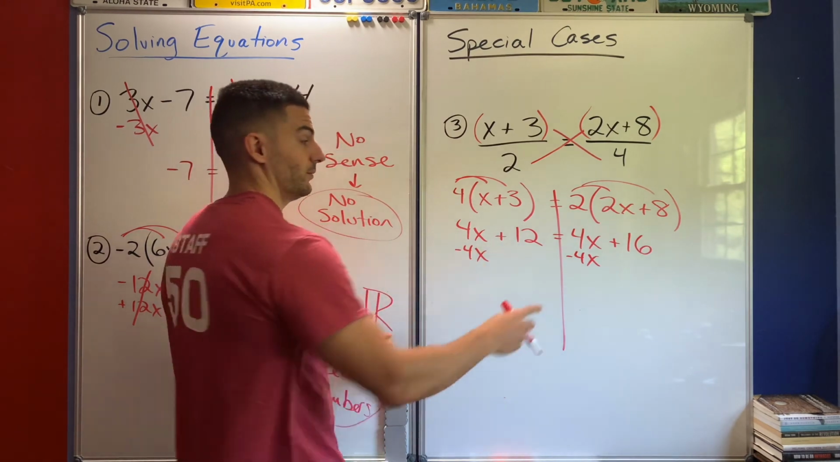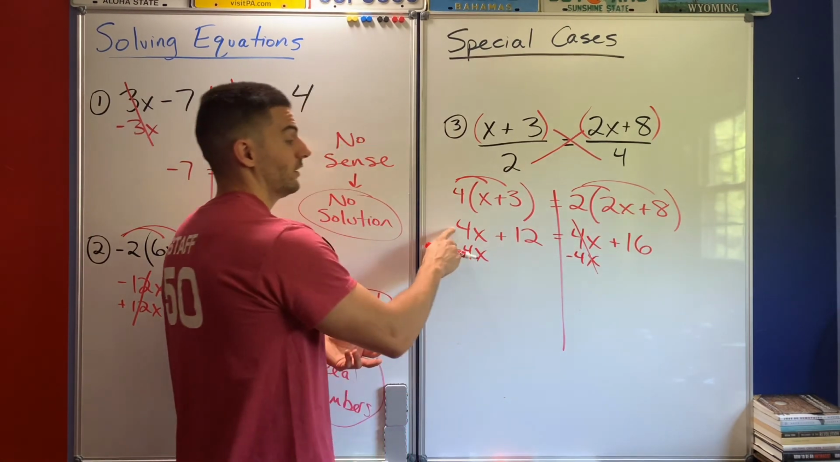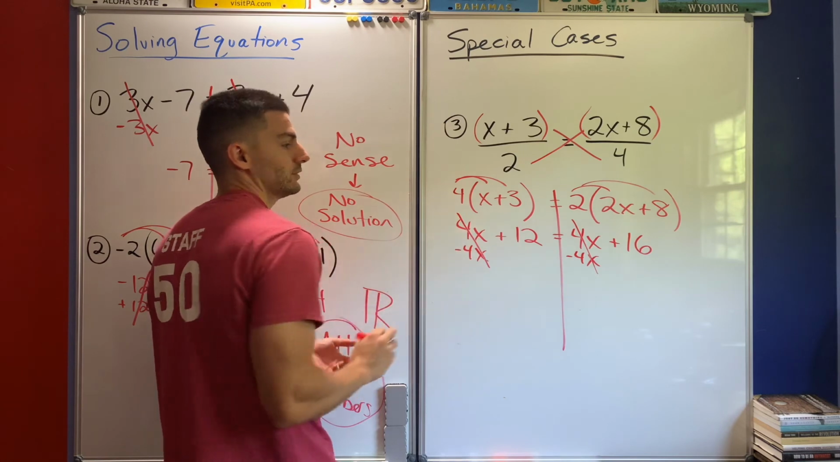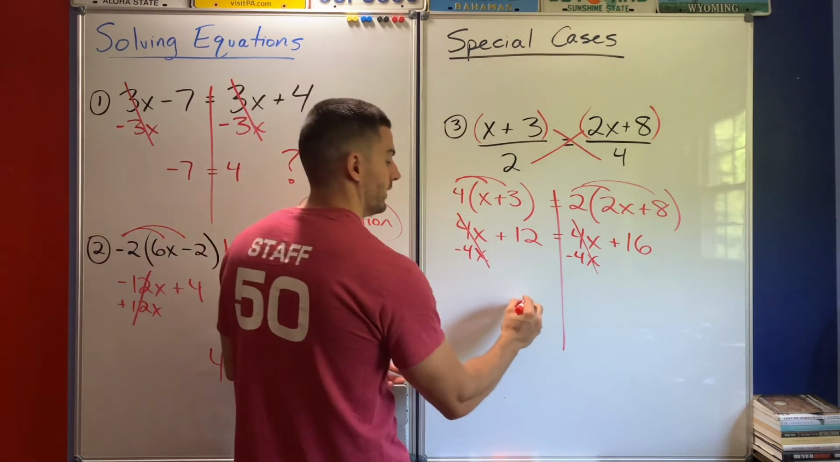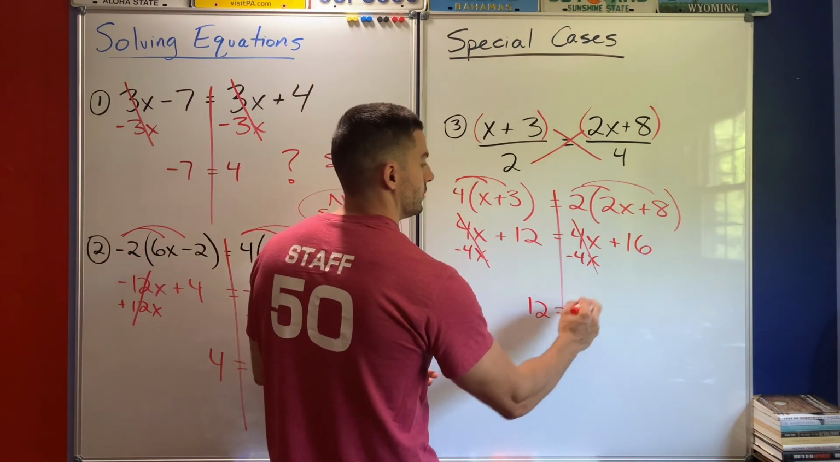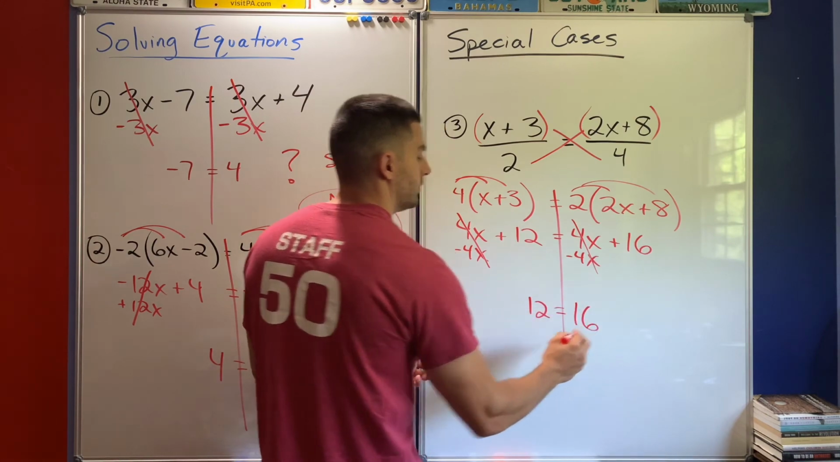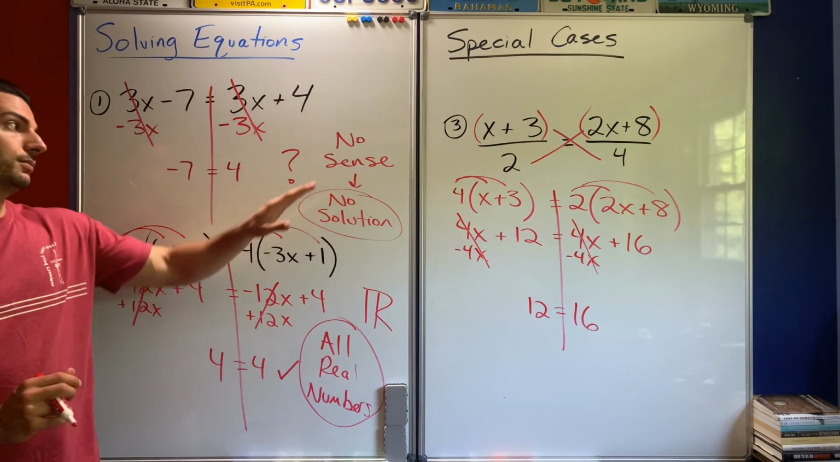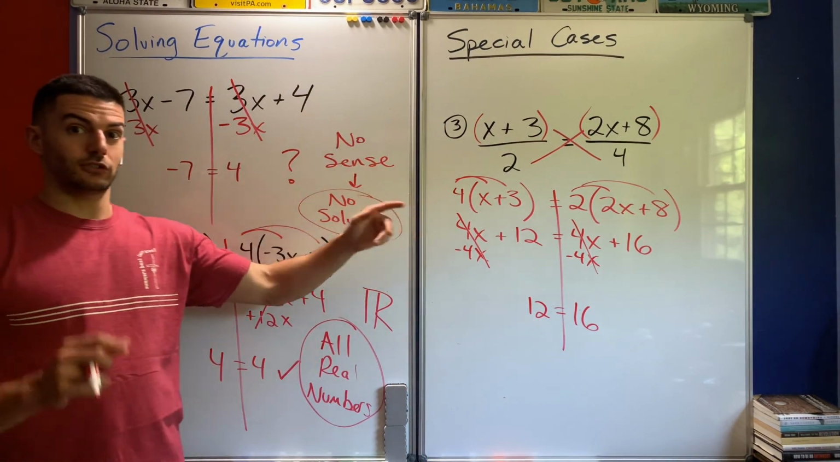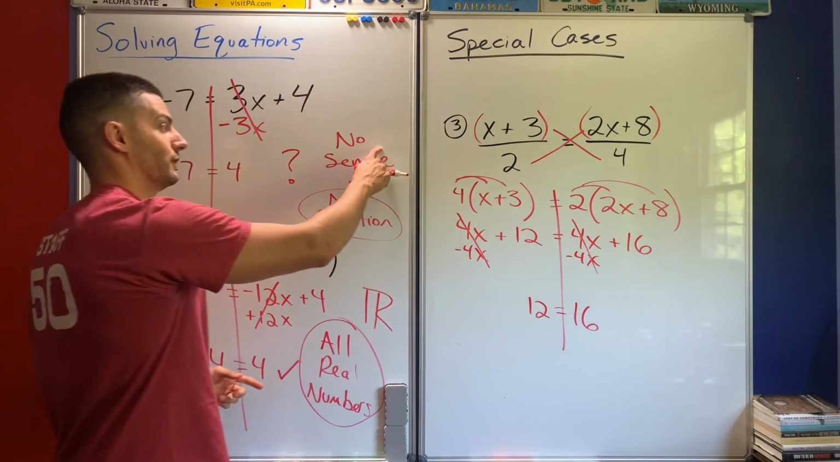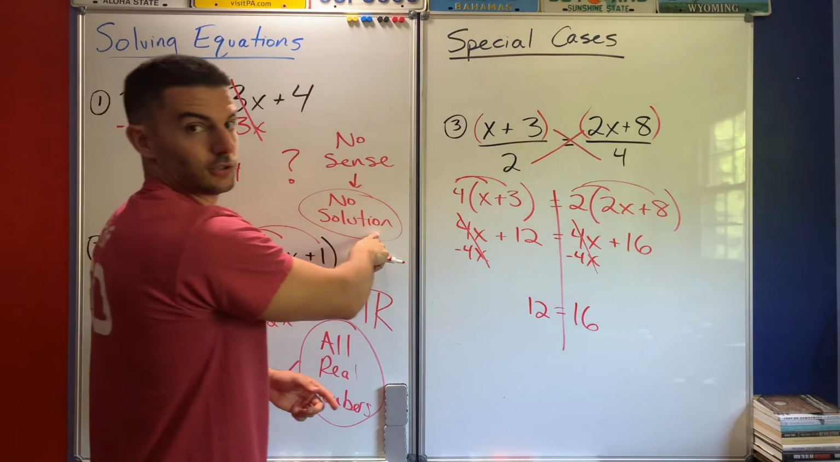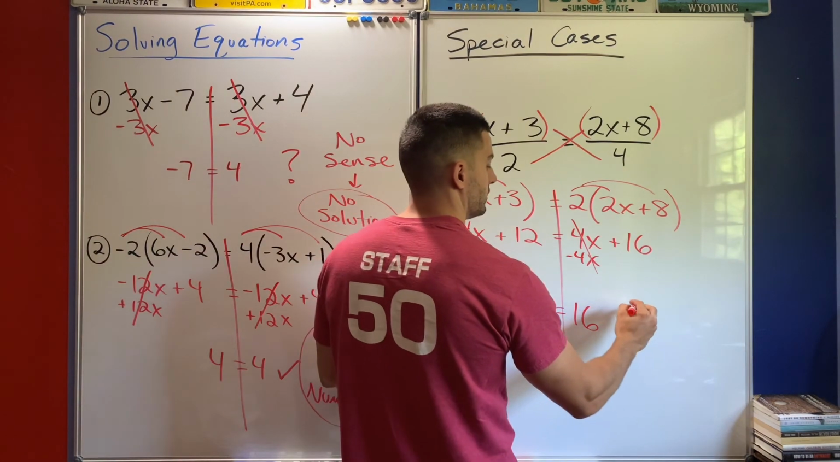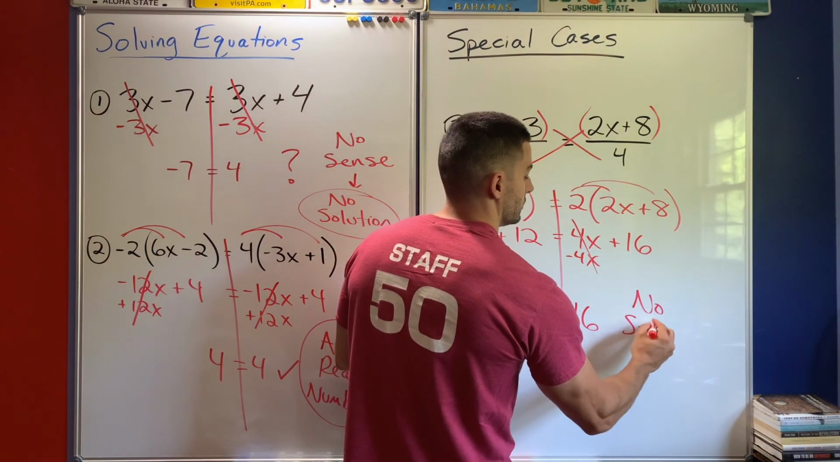And what do you know? 4x minus 4x cancels. 4x minus 4x cancels. And what am I left with? I'm left with 12 equals 16. And again, that would be something that makes no sense. 12 does not equal 16. So if it makes no sense, it is no solution. There are 0 solutions. No solution.